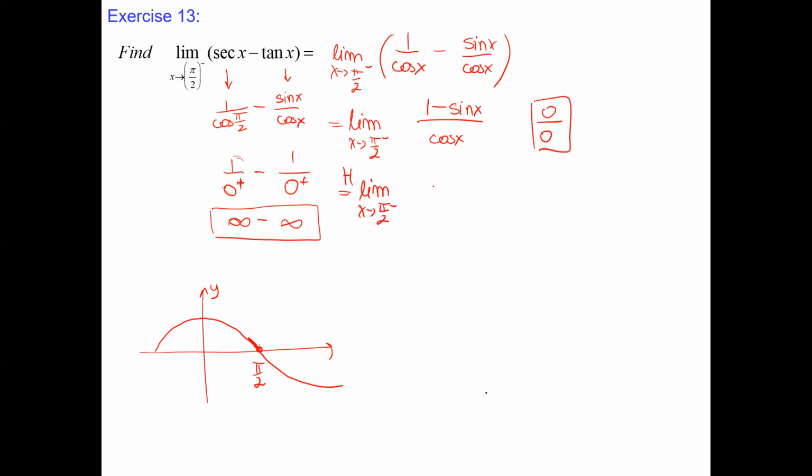As x approaches pi over 2 from the left-hand side, the derivative of 1 minus sine of x is negative cosine of x, since the derivative of 1 is 0. The derivative of cosine is negative sine of x. Okay, and what are we getting? Cosine at pi over 2, the negatives cancel out, over sine at pi over 2. Cosine at pi over 2 is 0, sine at pi over 2 is 1. That's okay, 0 over 1 is 0.